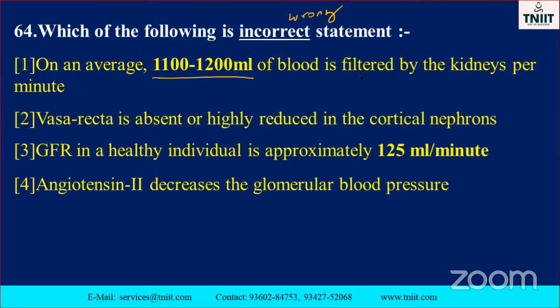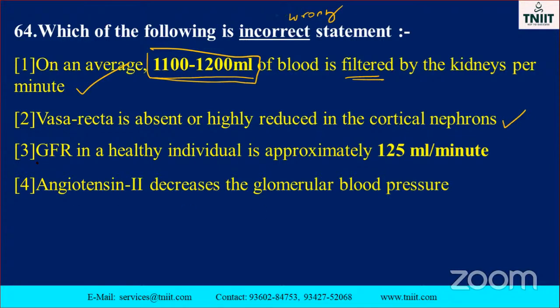On average, 1,100 to 1,200 ml of blood is filtered by the kidney per minute. Yes, exactly correct, my dear. Note down this much volume. Take notes, my dear. How much amount of blood is filtered each and every minute? 1,100 to 1,200 ml is the correct one. Okay. Next, vasa recta is absent or highly reduced in the cortical nephrons. Yes, it is also a correct one.